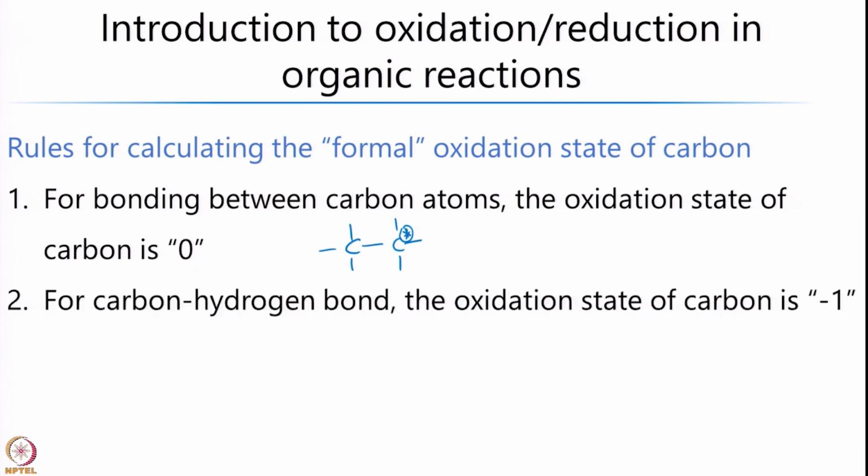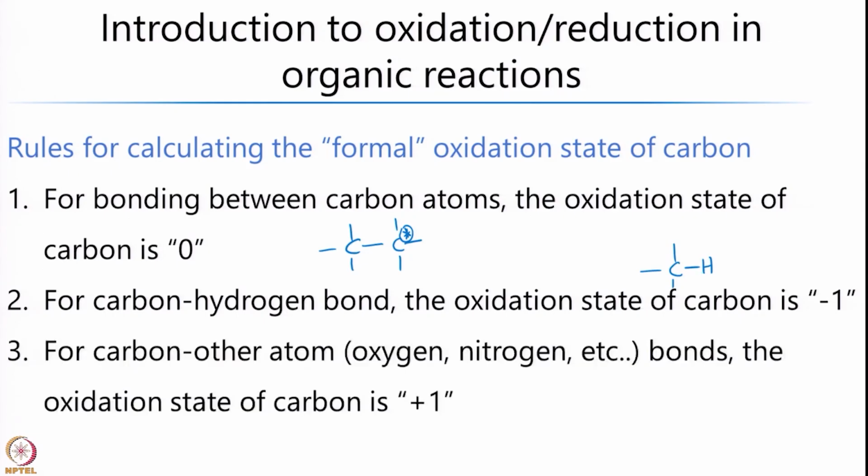And now if we go to a carbon hydrogen bond, then we assign an oxidation state of -1 to the carbon. So, the reason is, if we now take a CH, the carbon is more electronegative compared to hydrogen. So, as a result we give a minus charge to the carbon if it is attached to a hydrogen, and if there are more than one hydrogen, then we multiply this by the number of hydrogens present.